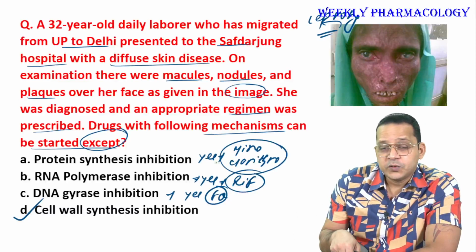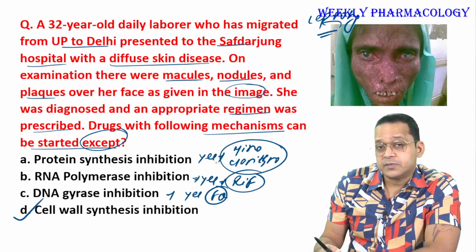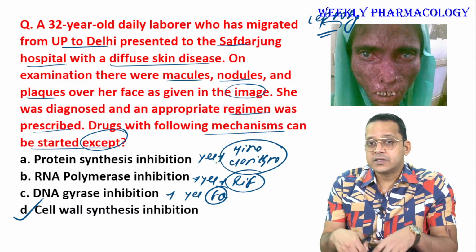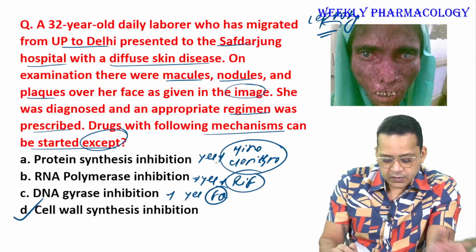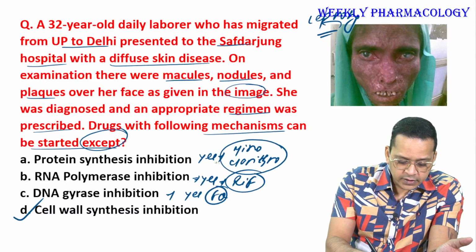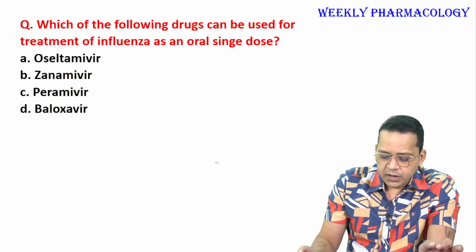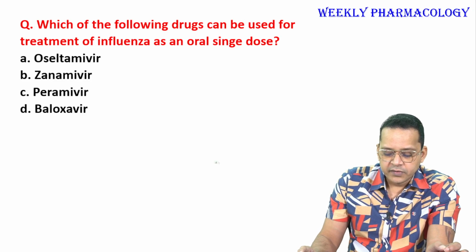Now this MCQ, if I would have given you direct drugs, it would have been a much easier MCQ. But as I said, in this session, I'll discuss MCQs which are new, which are different. Some of them are difficult as well, right? Now moving on, guys, to the last question for today's session. Which of the following drugs can be used for treatment of influenza as an oral single dose? Oseltamivir, zanamivir, peramivir, baloxavir.